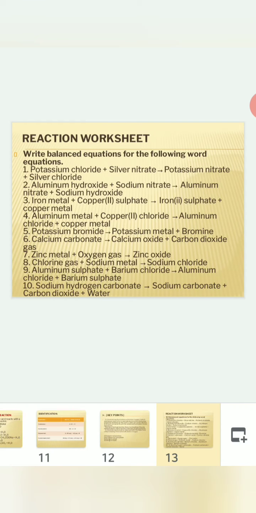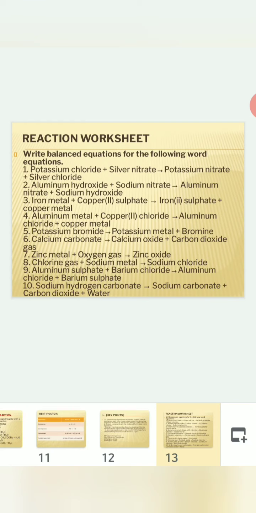Chlorine gas when you react with sodium metal gives you sodium chloride, and aluminum sulfate when reacting with barium chloride gives you aluminum chloride plus barium sulfate, and sodium hydrogen carbonate, that is also called sodium bicarbonate, when you heat it, it decomposes and will give you sodium carbonate plus carbon dioxide plus water.